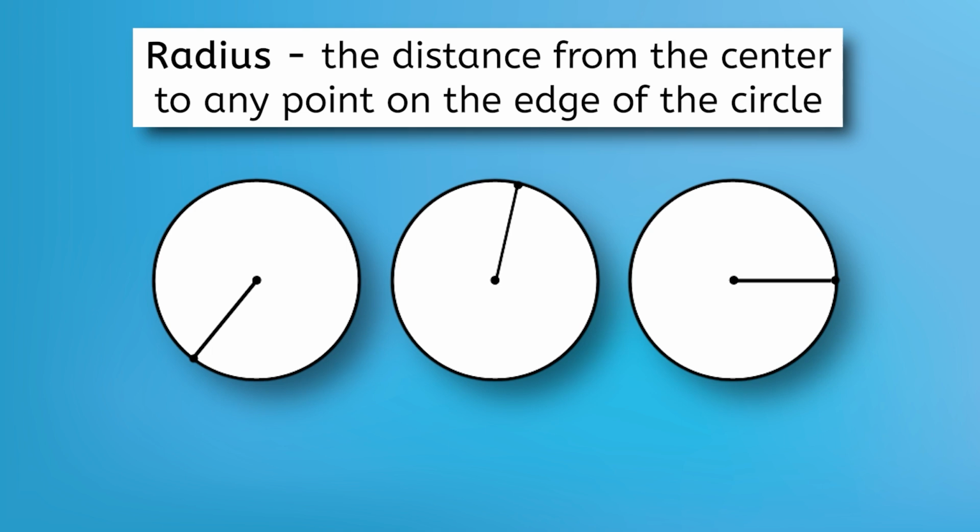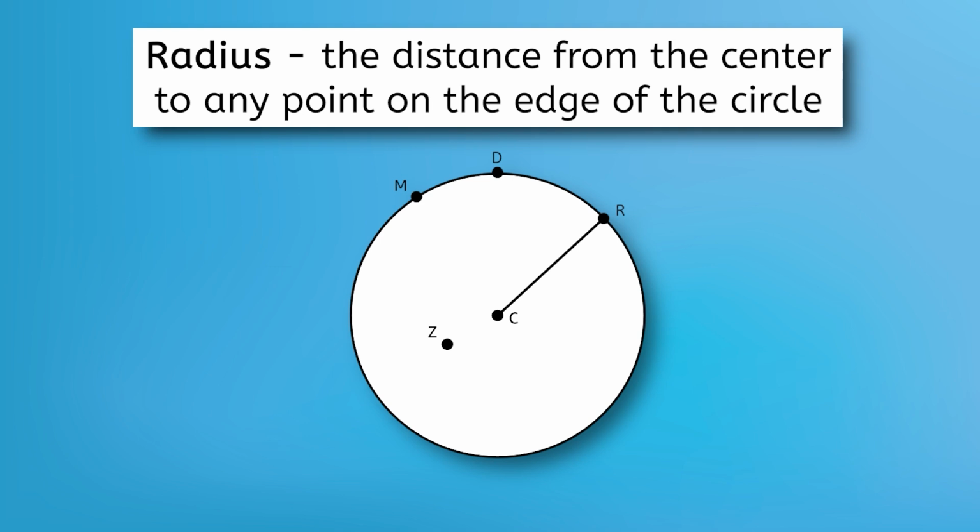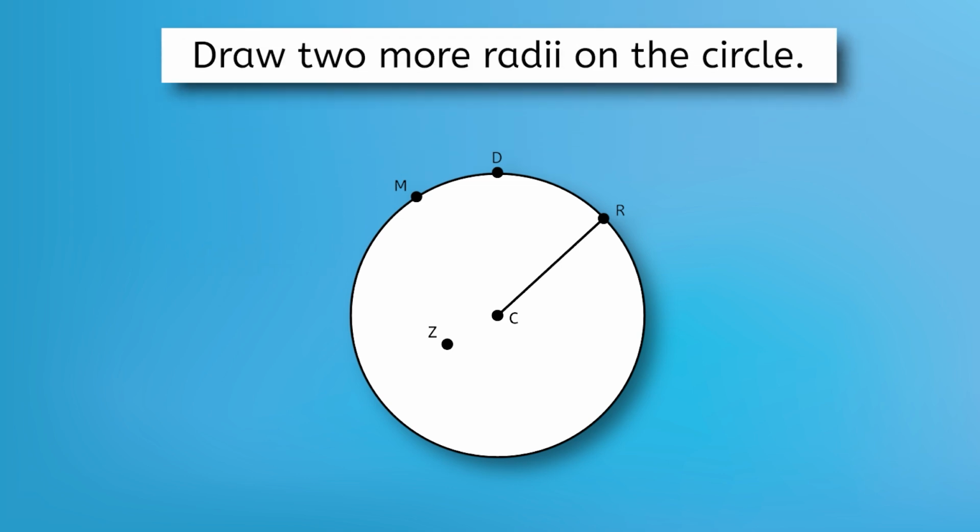A radius is the distance from the center to any point on the edge of the circle. If I go from point C to point R and draw a line, that's the radius of the circle. Are there other radii, that's the plural of radius, you can draw in this circle? Draw 2 more radii on the circle.